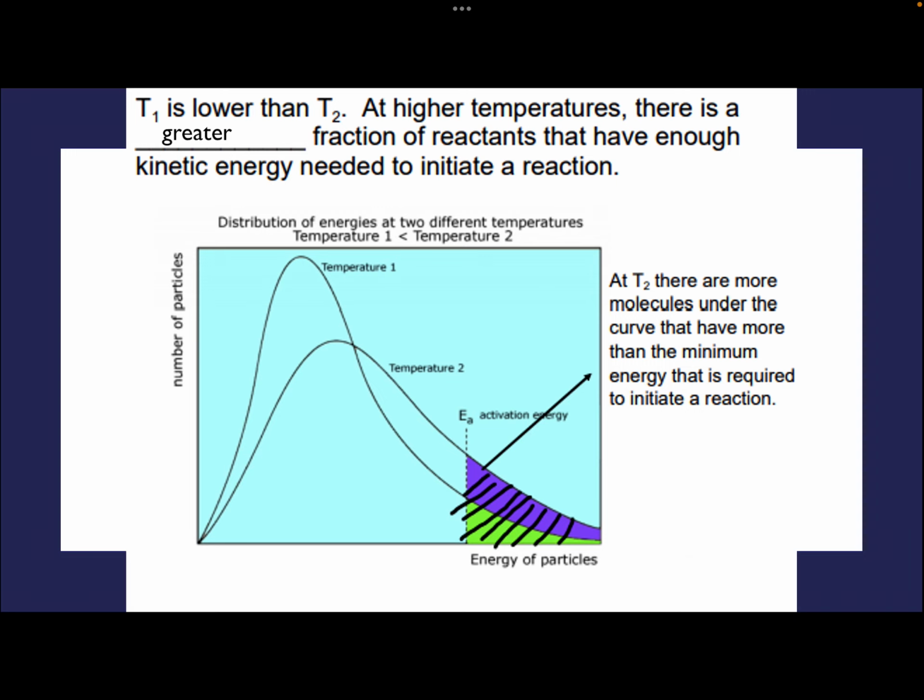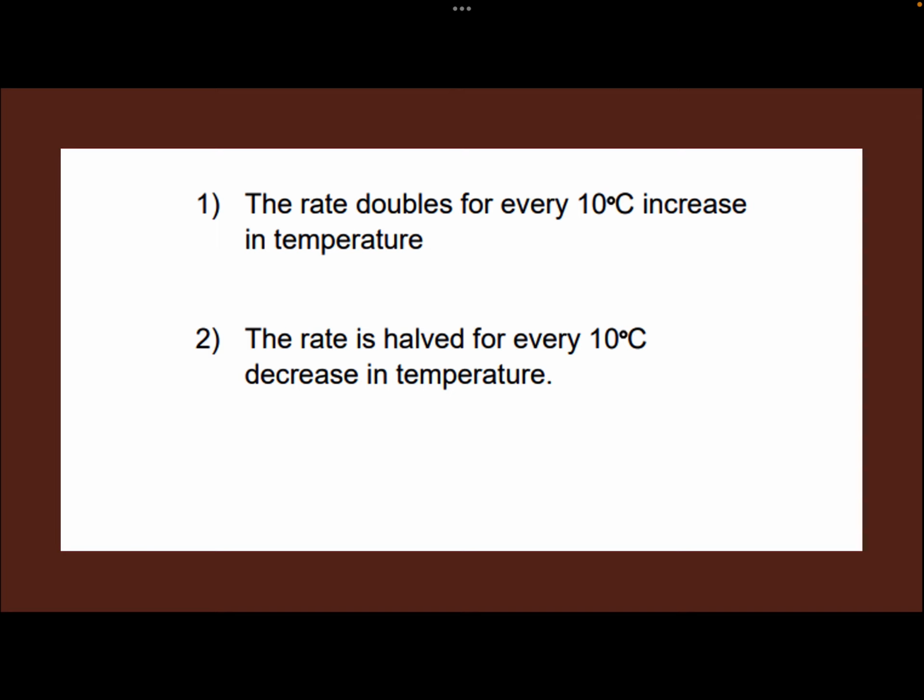So you can see here, although temperature 1 starts at a higher amount, in our activation energy section, temperature 2, because it's a higher temperature, is going to have more kinetic energy, and therefore it's going to initiate those reactions. And remember, that curve is really important because we have to have more than the minimum energy required to initiate our reaction, and that is what is happening when we have a higher temperature.